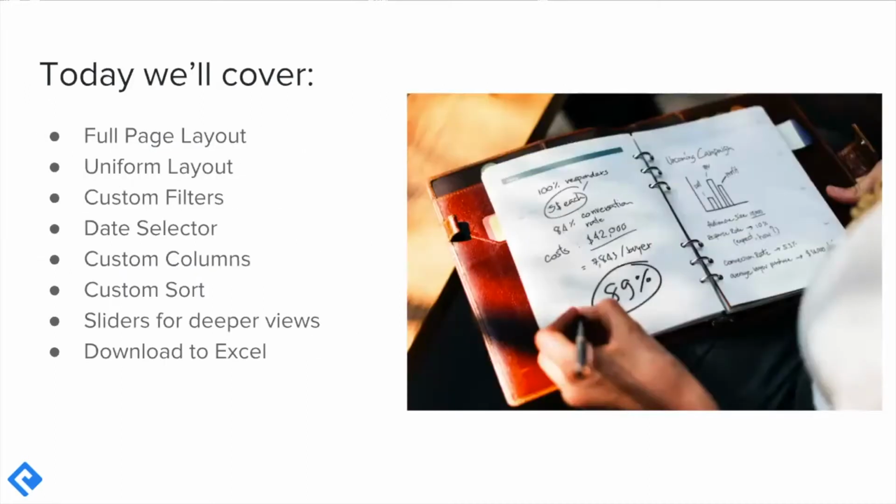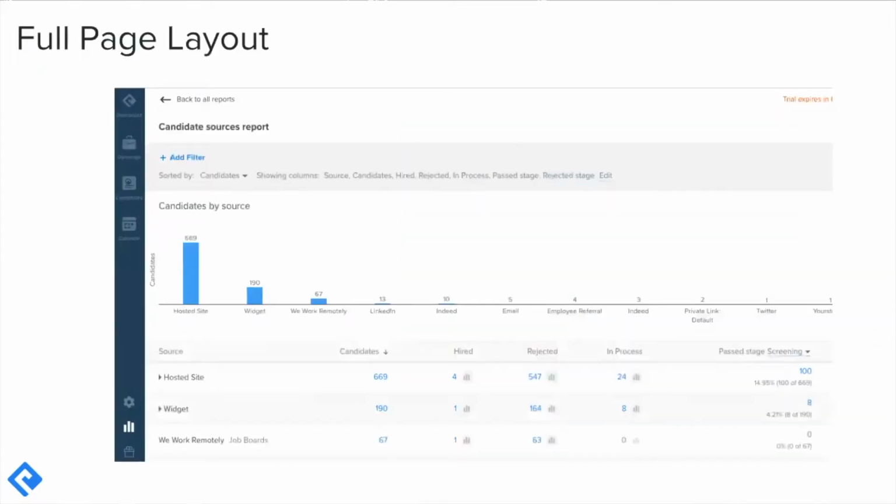Today, we're going to talk about the new layout, the new filters, the way you can customize the reports, and how you can view the data a little bit deeper with some slider views, and then of course, how you can download the data. All right, so the very first thing is a full page layout. This is one of the first things we changed in the reports.